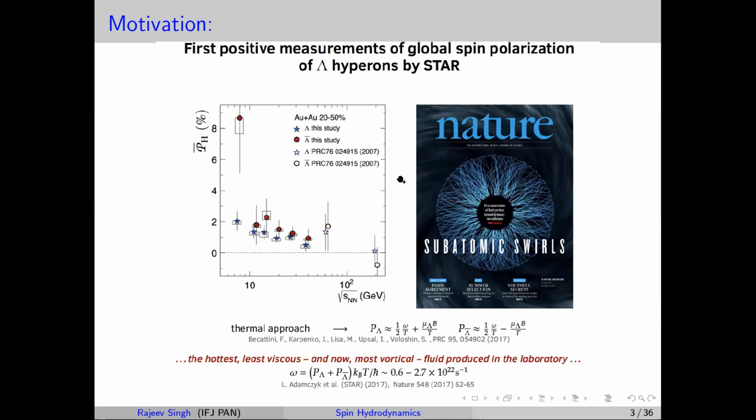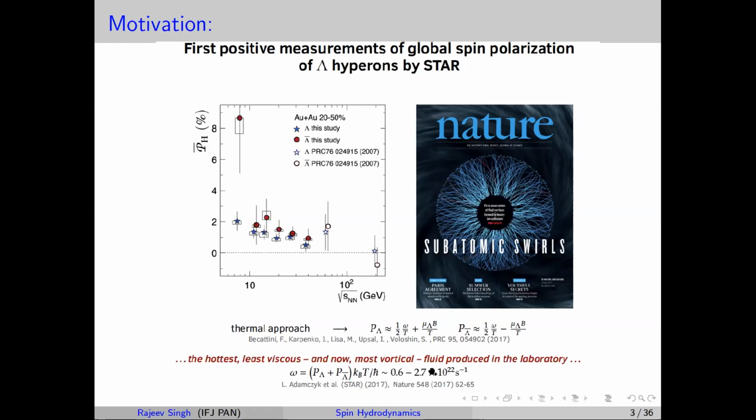I'll tell you later. And it has been proved that this is the hottest, least viscous, and the most vortical fluid ever produced in the lab or in nature. At least, it has not been shown outside our solar system, or even outside our Earth, that anything has vorticity more than this.